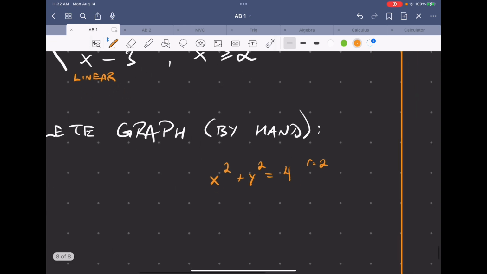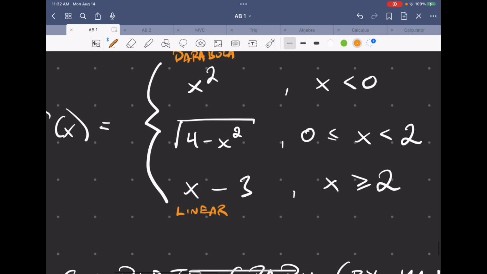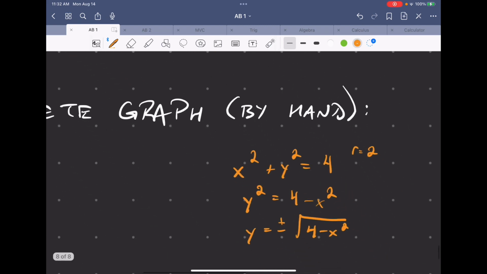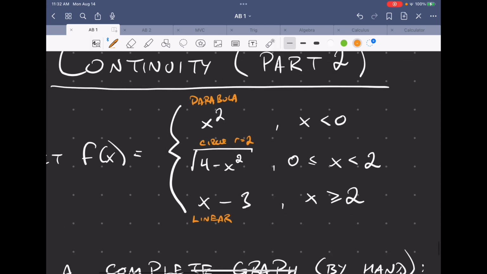Well, look what happens if I solve for y. I would have y squared equals 4 minus x squared. And then if I take the square root of both sides, y is equal to plus or minus the square root of 4 minus x squared. Notice in the piecewise function, we only have the positive square root. We don't have the negative square root. The positive square root draws the circle above the x-axis, and the negative square root draws the circle below it. So we're just going to draw our piece of the circle above the x-axis. This is a circle with a radius of 2, centered at the origin.